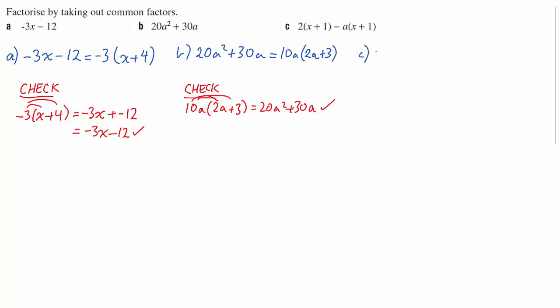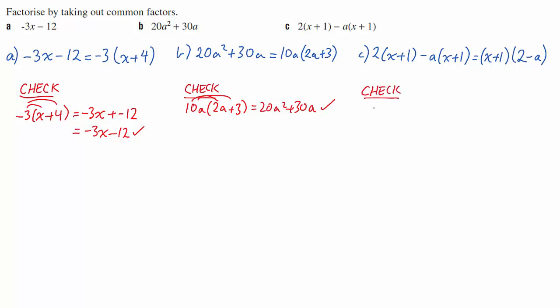For this final one, we have 2 times (x plus 1) minus a times (x plus 1). So the common factor here is (x plus 1). So let's bring that out the front. And what are we left with? Well, we need to put in a 2 to get 2 times (x plus 1). And we also need to put in a minus a to get the minus a times (x plus 1).